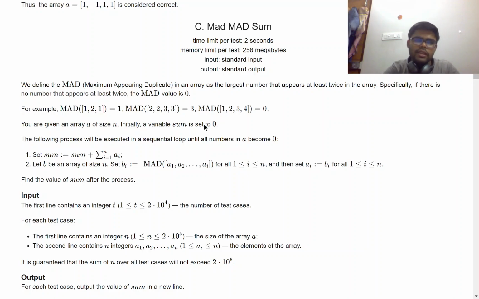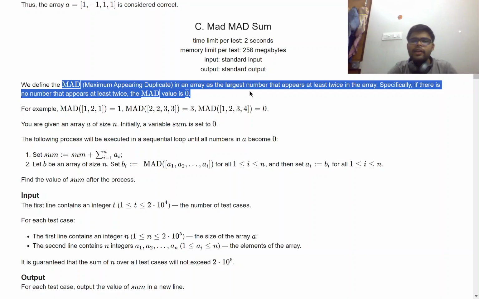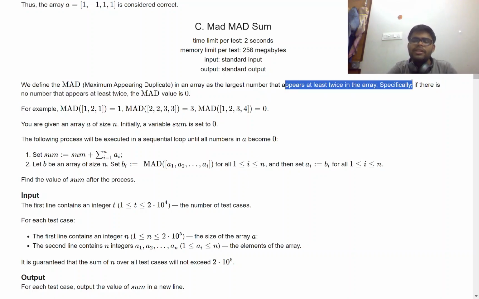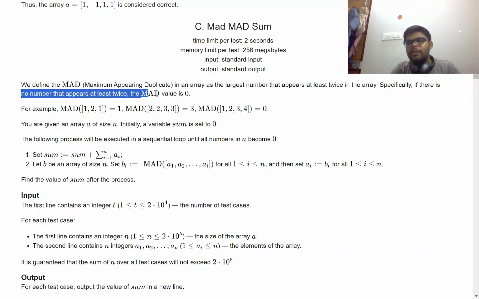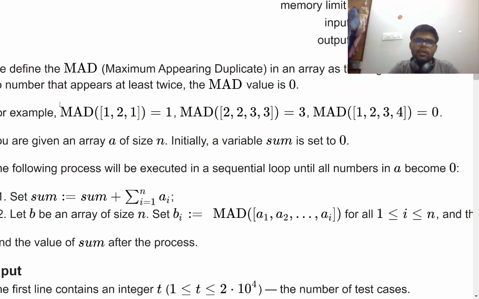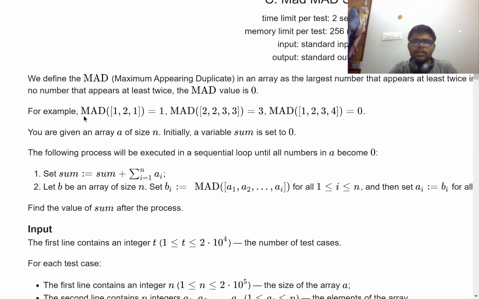Okay, so the problem defines MAD, maximum appearing duplicate in an array, as the largest element that appears at least twice in the array. Specifically, if no number appears in the array twice, the MAD is 0. They have given a few examples: the MAD of the array 1, 1 would be 1, because 1 is the largest element which is coming at least twice. In this case, MAD will be equal to 3 because 3 is the largest element. And in this case, MAD is equal to 0 because there is no element coming up more than once.